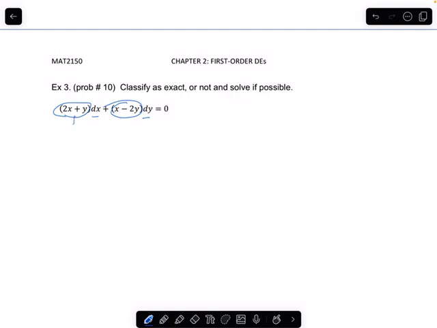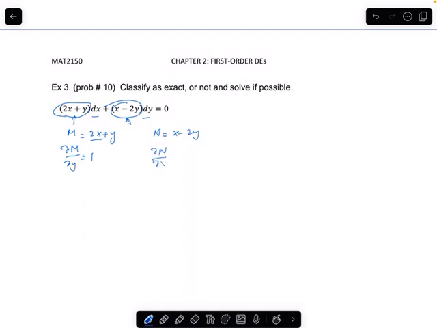Well, you cannot say right now, but what you have to do is you say this is M. So let's say M is equal to 2x plus y, and this quantity is N. So you'll say N is equal to x minus 2y. Okay. So the first one, you have to differentiate it with respect to y. So partial M by partial y. So you get the derivative of 2x will be 0 and the derivative of y will be just 1.